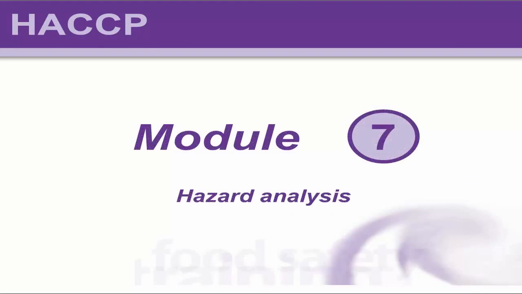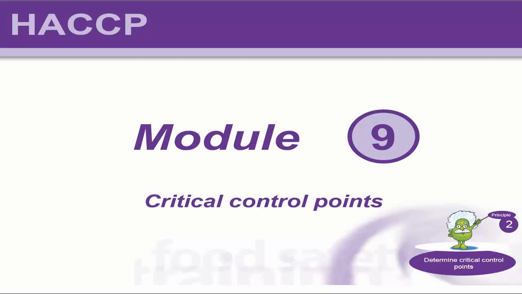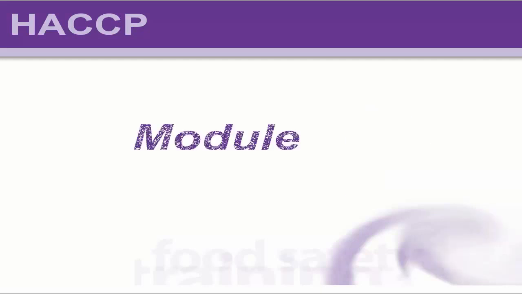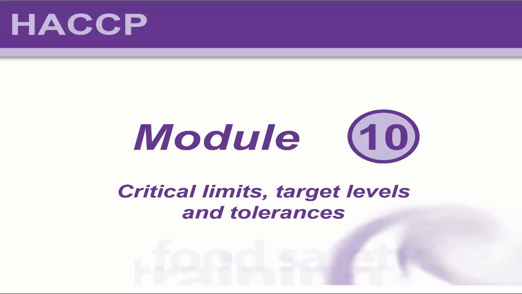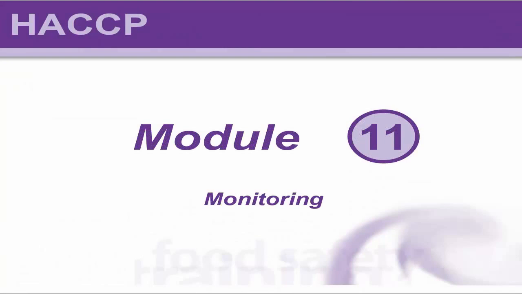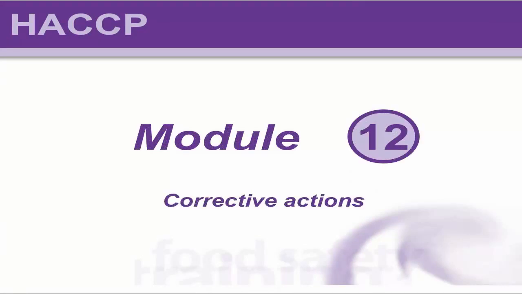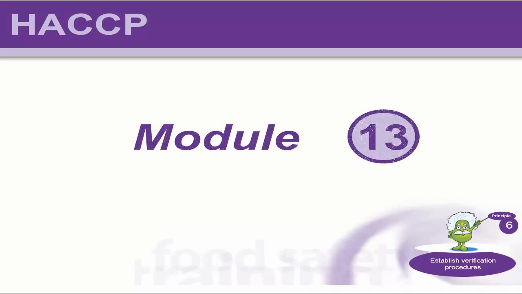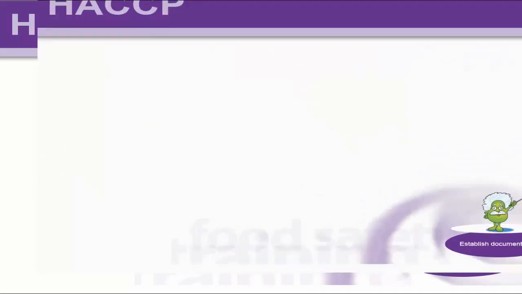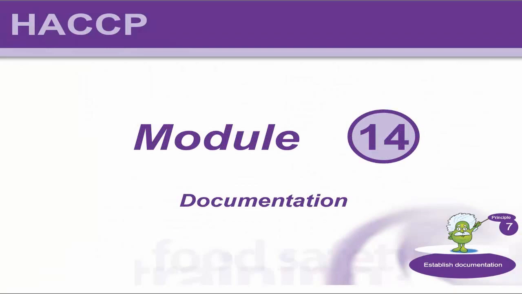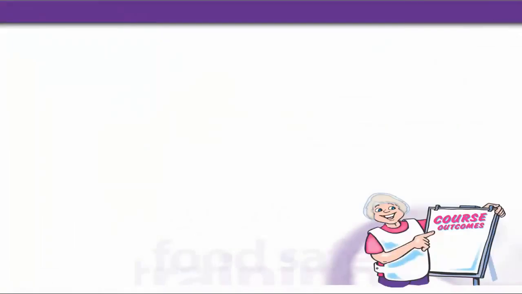Module 7 hazard analysis. Module 8 control measures. Module 9 critical control points. Module 10 critical limits, target levels and tolerances. Module 11 takes us on to monitoring. Module 12 corrective actions. Module 13 verification. Module 14 documentation. So the course outcomes, there are two lots of course outcomes.